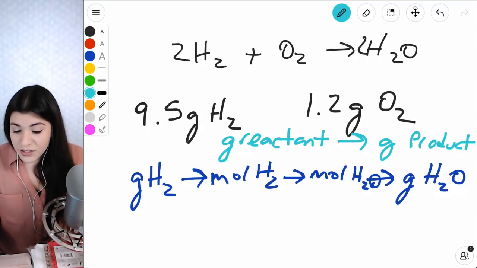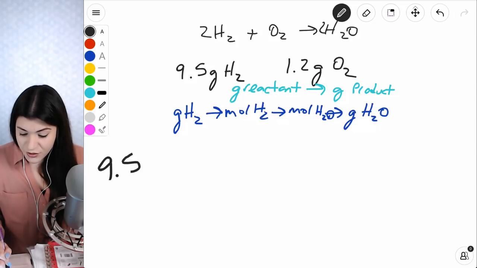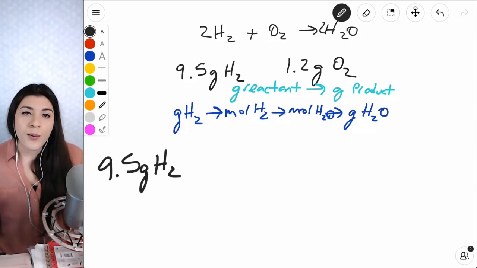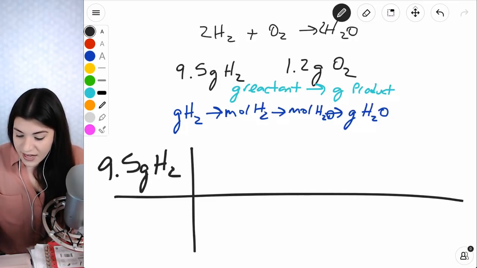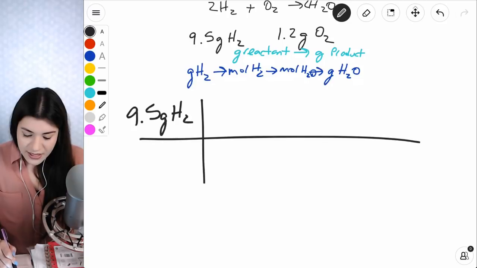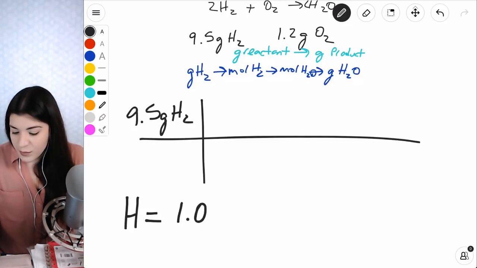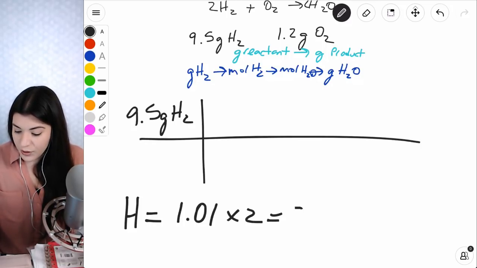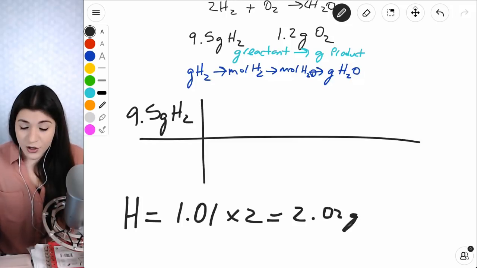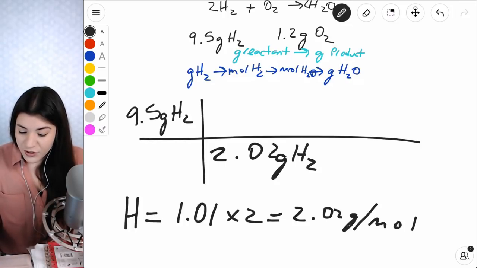Okay, so let's start off with that 9.5 grams of H2. And then from there, I'm going to get to moles. Remember, to get to moles, we have to find the molar mass of H2. So let's find that molar mass of H2. Note that H, or hydrogen, is really just 1.01. We're going to multiply this by 2 since there are 2 hydrogens. So in total, our molar mass is 2.02 grams per mole. That's what I'm going to use as my conversion factor. And I'll put that on the bottom to align the units so they can cancel. And on top would be 1 mole of H2.